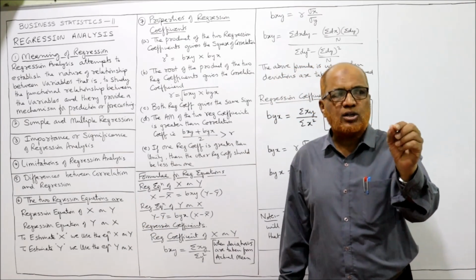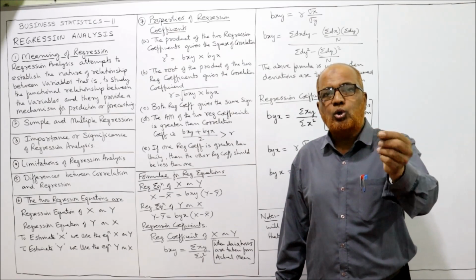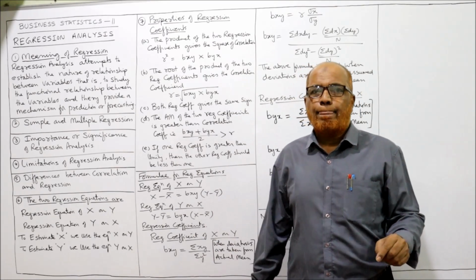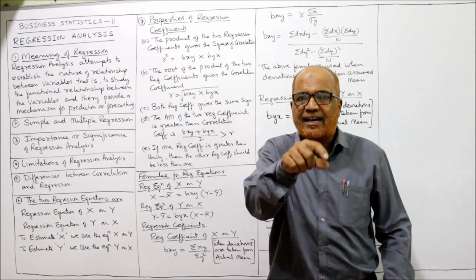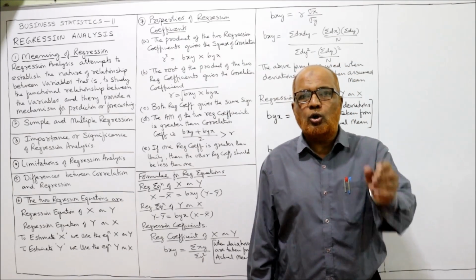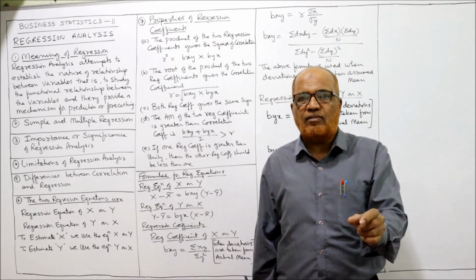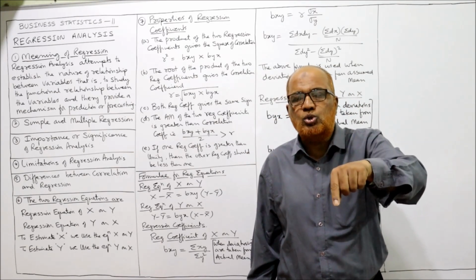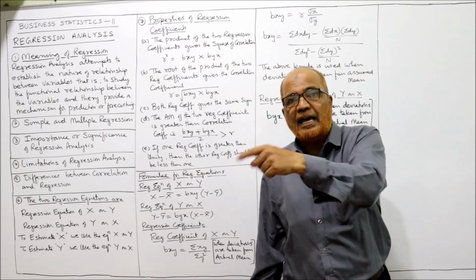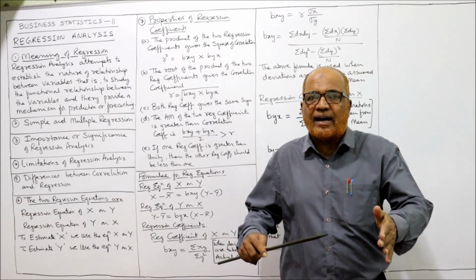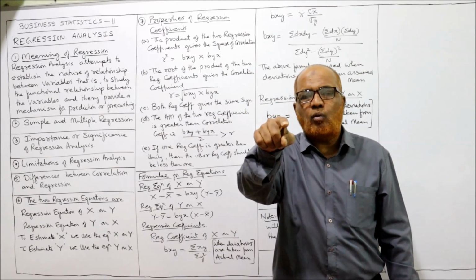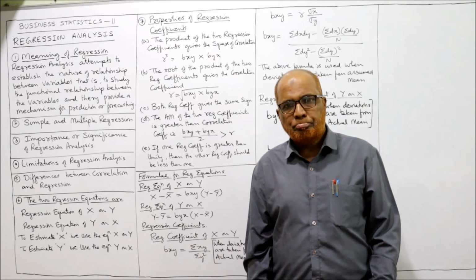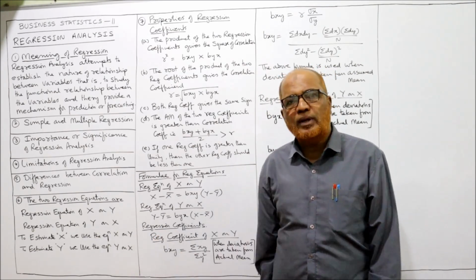The regression equation of x on y will be used to predict x when the y value is given. Similarly, the regression equation of y on x is used to predict y when x is given. So if you want to find out y, use y on x. If you want to find out x, use x on y. Remember this point. These are the two regression equations.